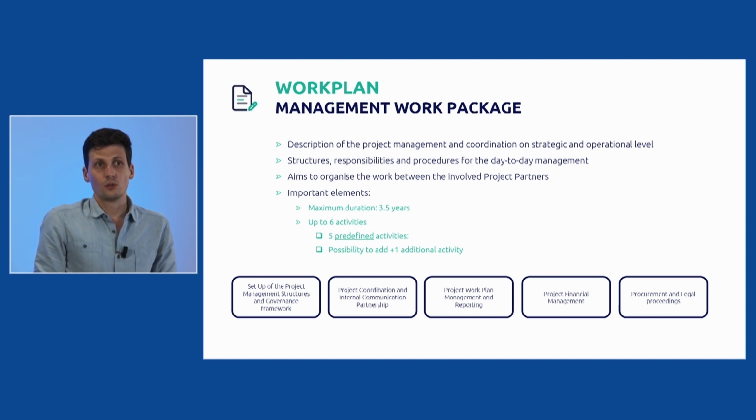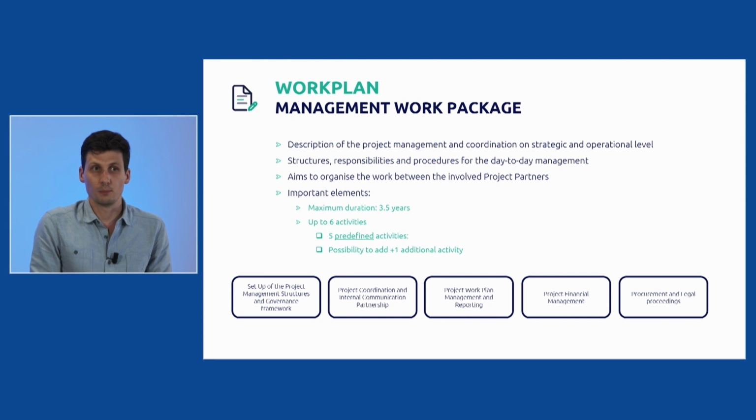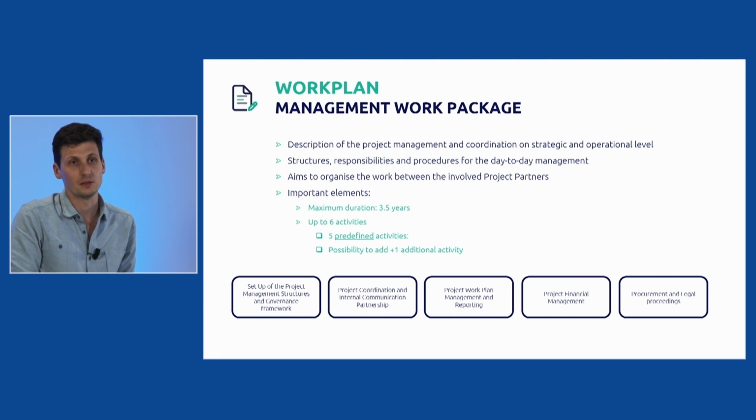The first horizontal work package is the work package management. So as I was saying, this work package will be open during 3.5 years. And so when you will see this work package on your application form online, you will see that it has 5 predefined activities. 5 predefined activities that you can see on the screen. It means basically that you have the titles already on the screen, but you will have to adapt this activity and really explain how your project is going to address these activities.